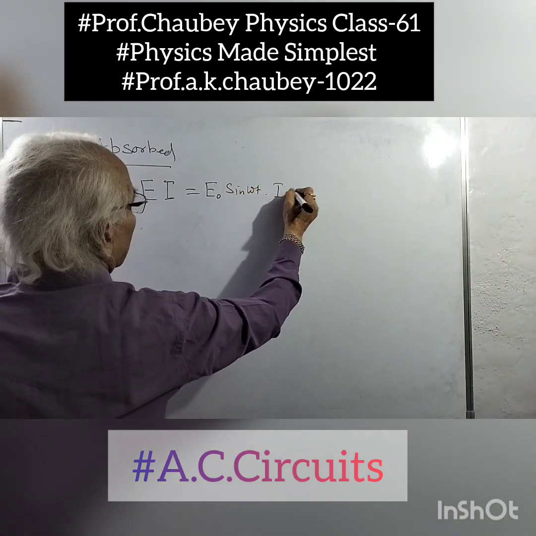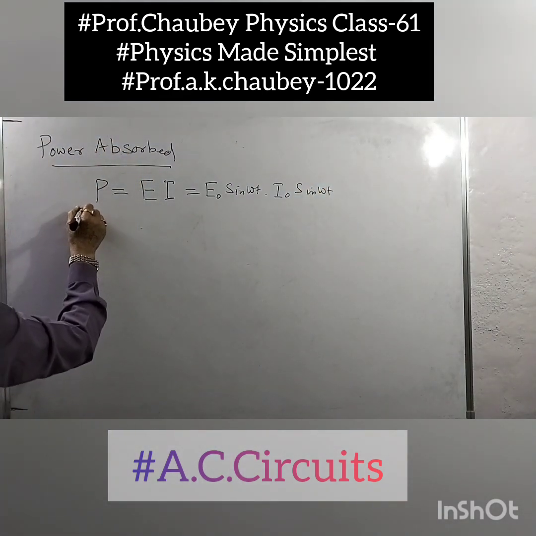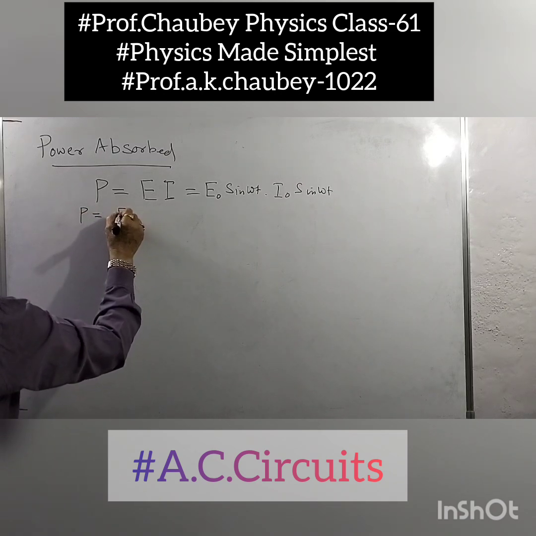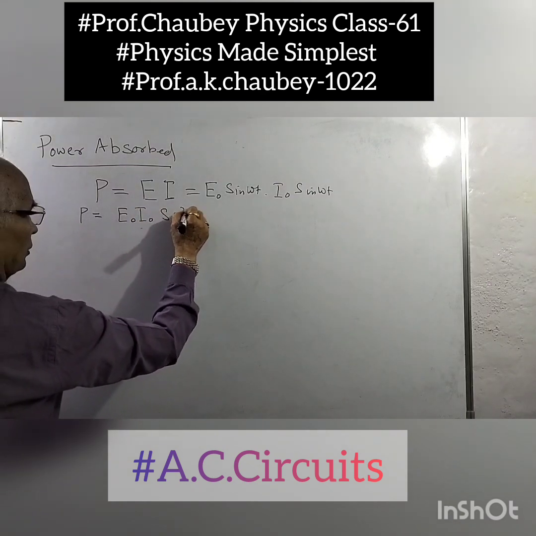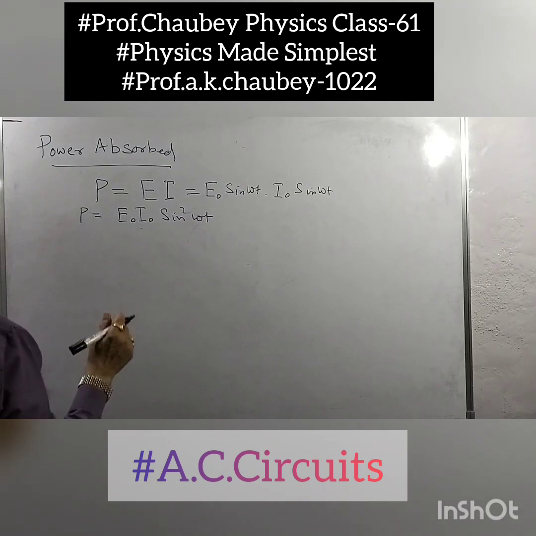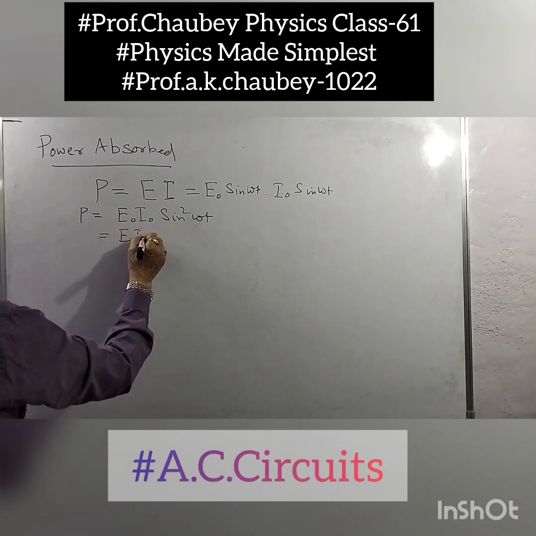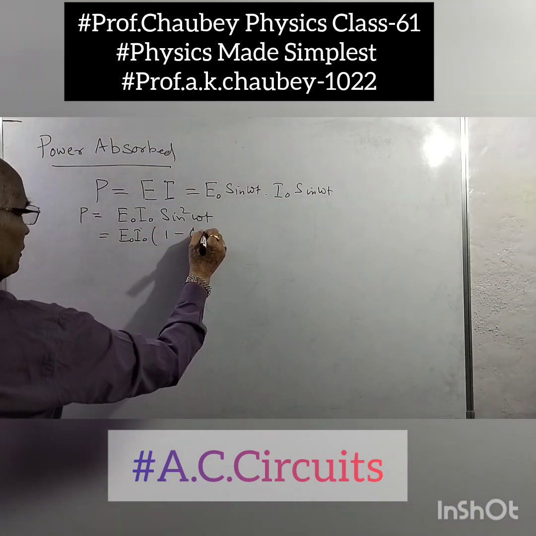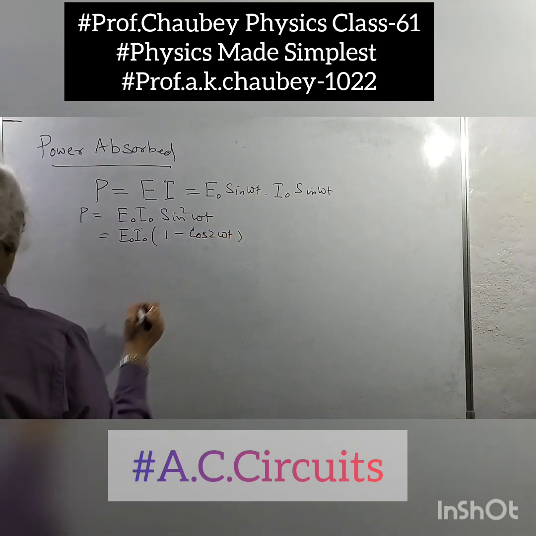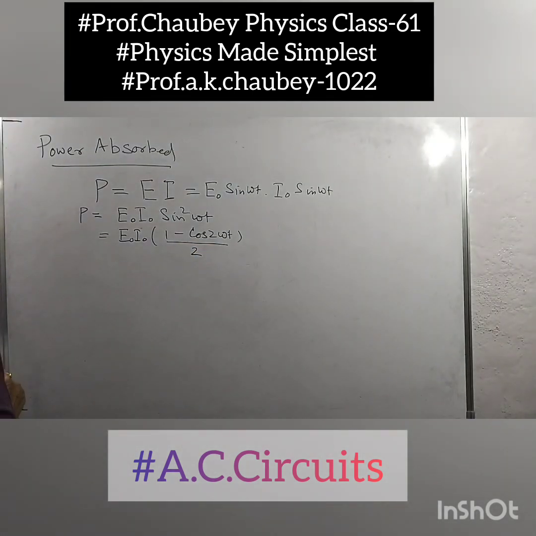I is I naught sin omega t. So the power absorbed P is equal to E naught I naught sin square omega t. This is the power absorbed. And sin square omega t we can write in terms of cosine: 2 sin square omega t is equal to 1 minus cos 2 omega t.